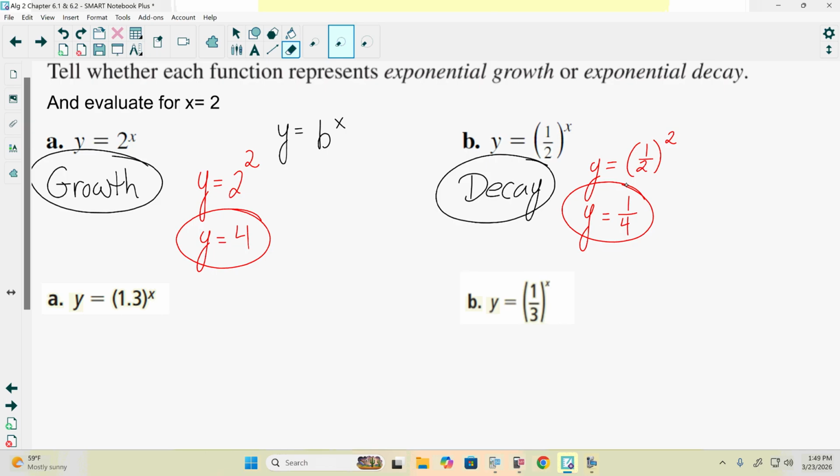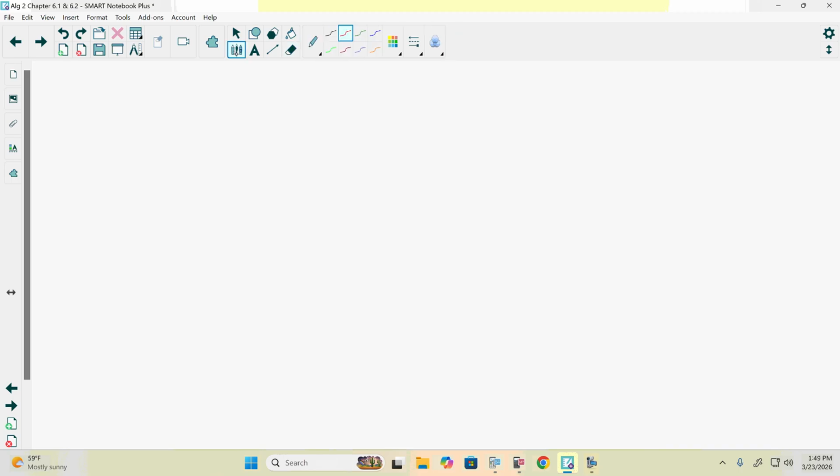Now, one of the things I will also say, and do not write this down, this has nothing to do with any of this here. Let's make it a little bit nicer. y equals -2 to the x. Would this be exponential growth or exponential decay? It would not be growth. It would not be decay. It would be neither. It's actually not really a function.